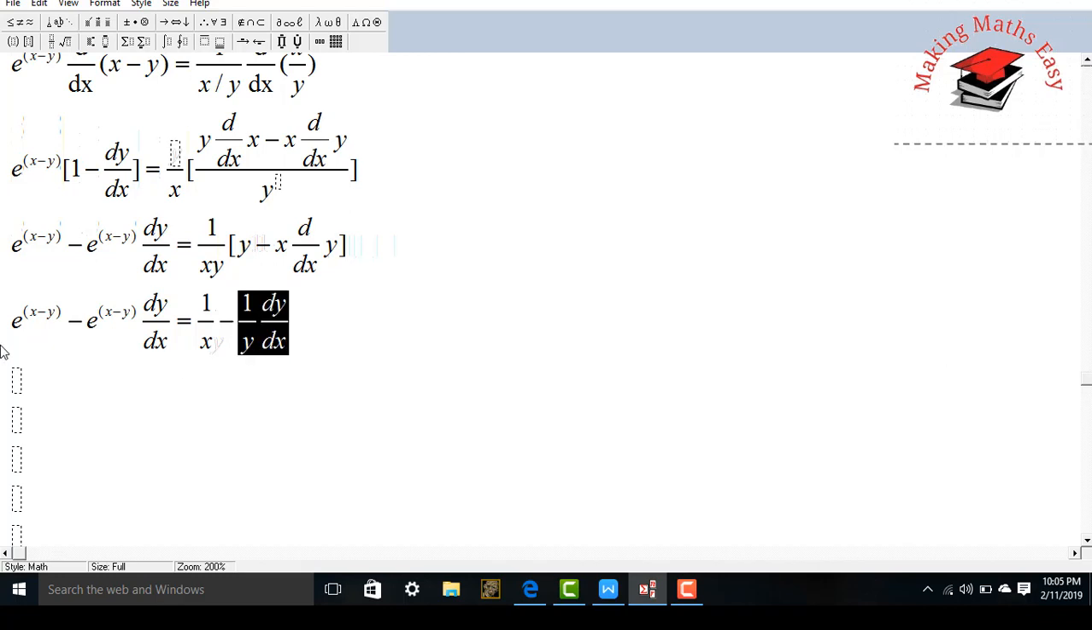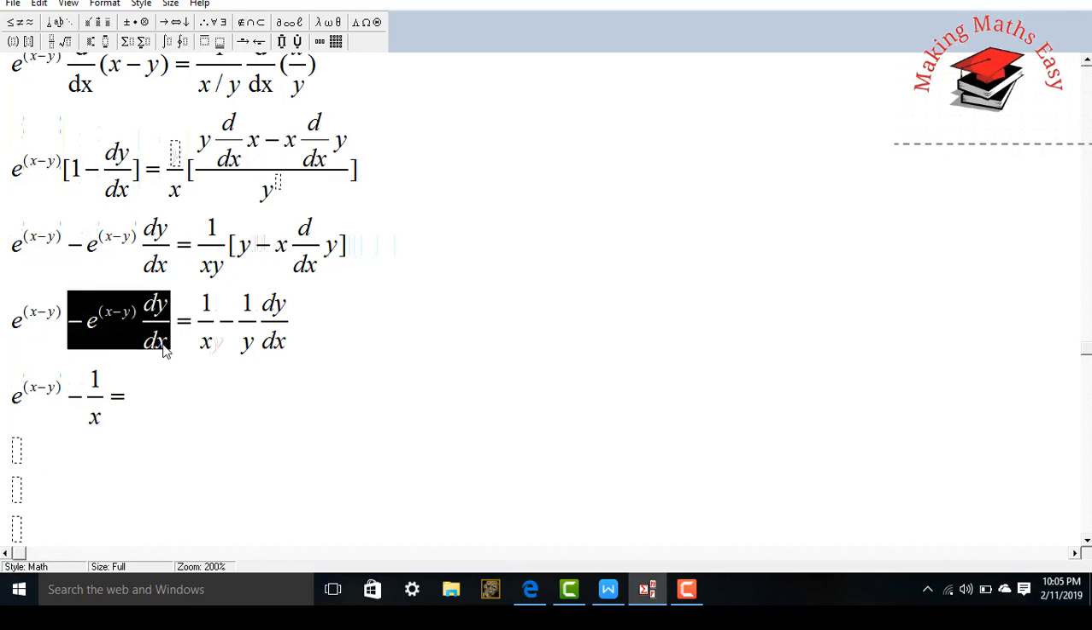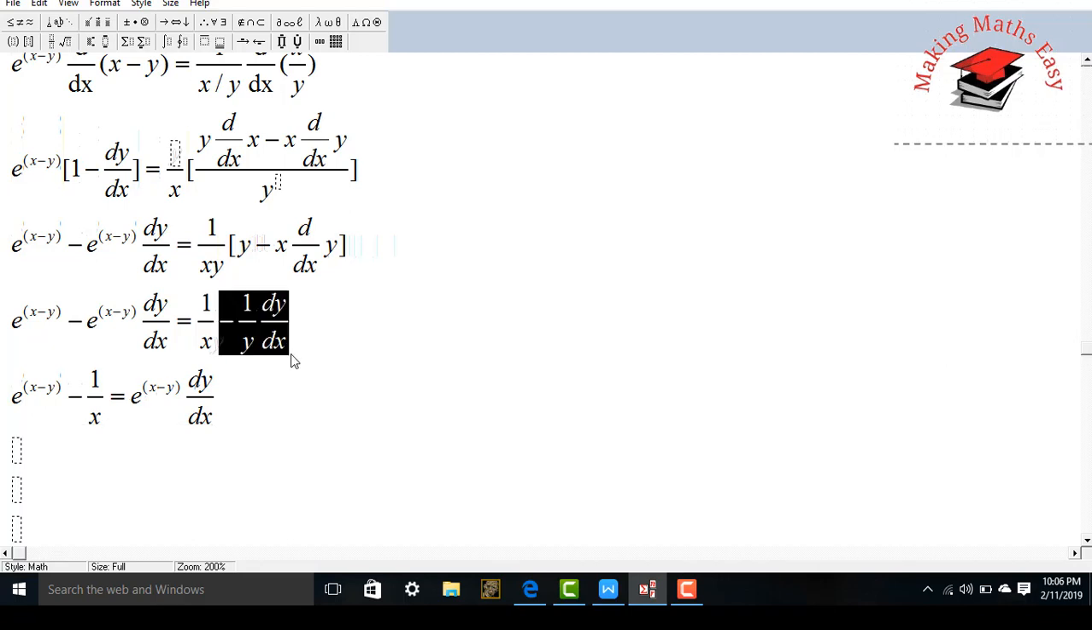Okay, so now we have to take the dy by dx terms on one side and other terms on another side. So for taking it, first of all, this e raised to xy we have to write as it is, and then this 1 upon x will go to the left hand side, so it will become minus in this case, which is equal to, and this minus e raised to x minus y dy by dx will come on the right hand side because it is a dy by dx term, so it will become plus. It is minus originally, but it will become plus if I write it on the right hand side. And this will remain as it is because we are not changing the term.